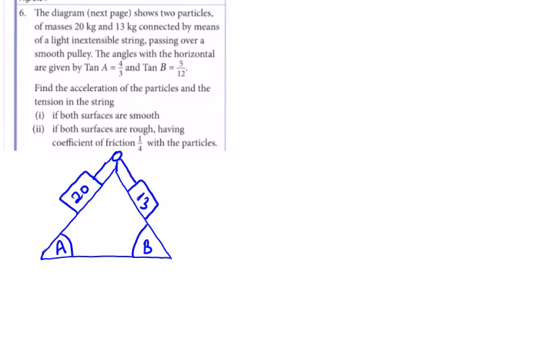Question 6, we're told the diagram, obviously not on the next page, underneath here in blue, shows two particles of masses 20 kilos and 13 kilos connected by means of this light inextensible string passing over a smooth pulley. The angles with the horizontal are given by tan A is equal to this and tan B is equal to this.